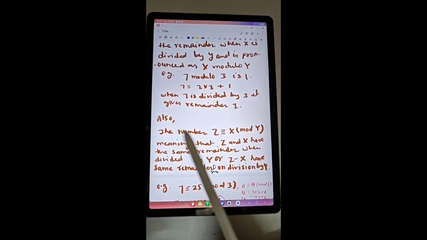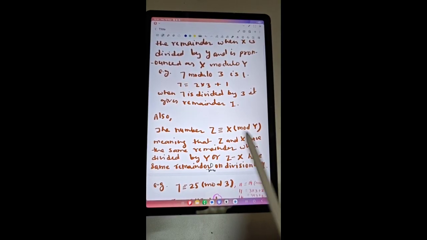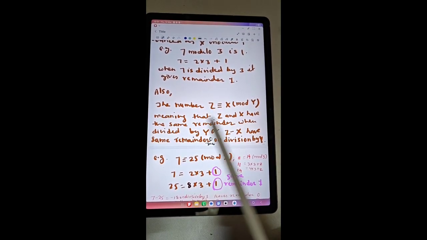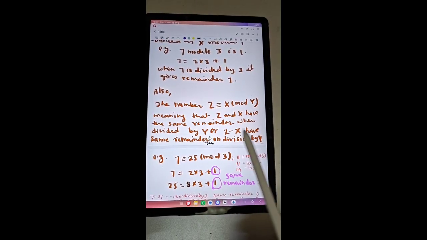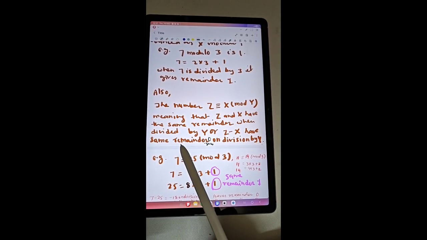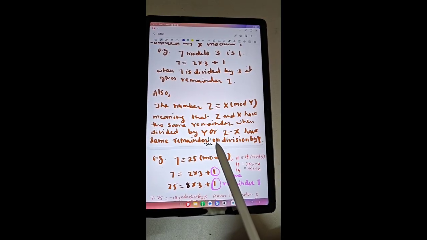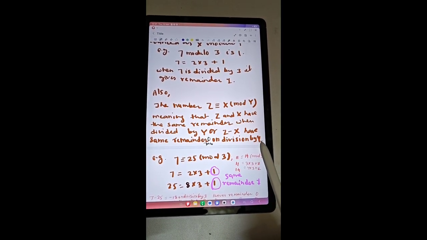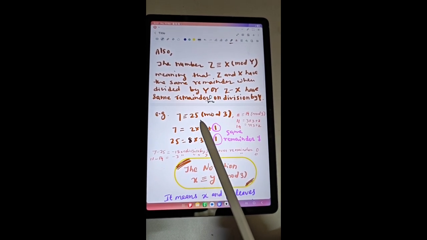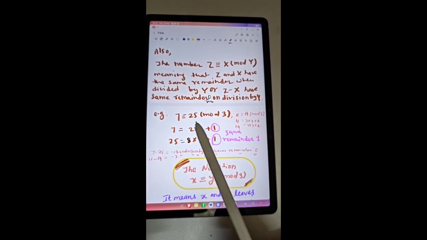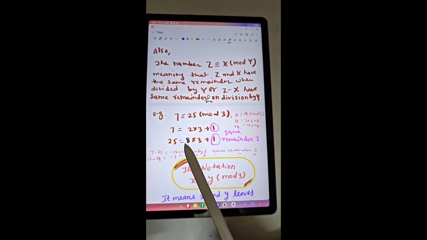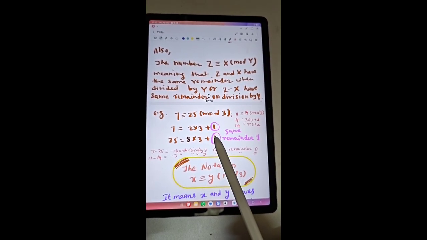Now come to z congruent to x modulo y. What does it mean? The number z is congruent to x modulo y means z and x have the same remainder when divided by y, or z minus x leaves remainder 0 on division by y. For example, 7 and 25 are congruent modulo 3, because 3 twos are 6 plus 1 and 3 eights are 24 plus 1. So the same remainder 1.